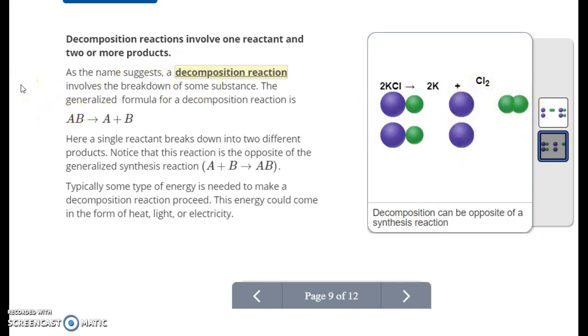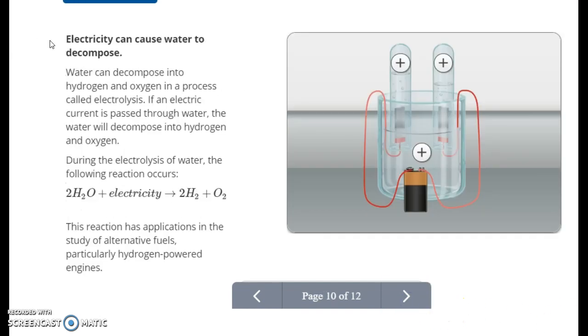The name suggests a decomposition reaction involves the breakdown of some substance. The generalized formula for a decomposition reaction is AB yields A plus B. Here a single reactant breaks down into two different products. Notice that this reaction is the opposite of the generalized synthesis reaction. Typically, some type of energy is needed to make a decomposition reaction proceed. This energy could be heat, light, or even electricity. Electricity can cause water to decompose, which is kind of weird to think about. We don't think about water breaking down or water decomposing.